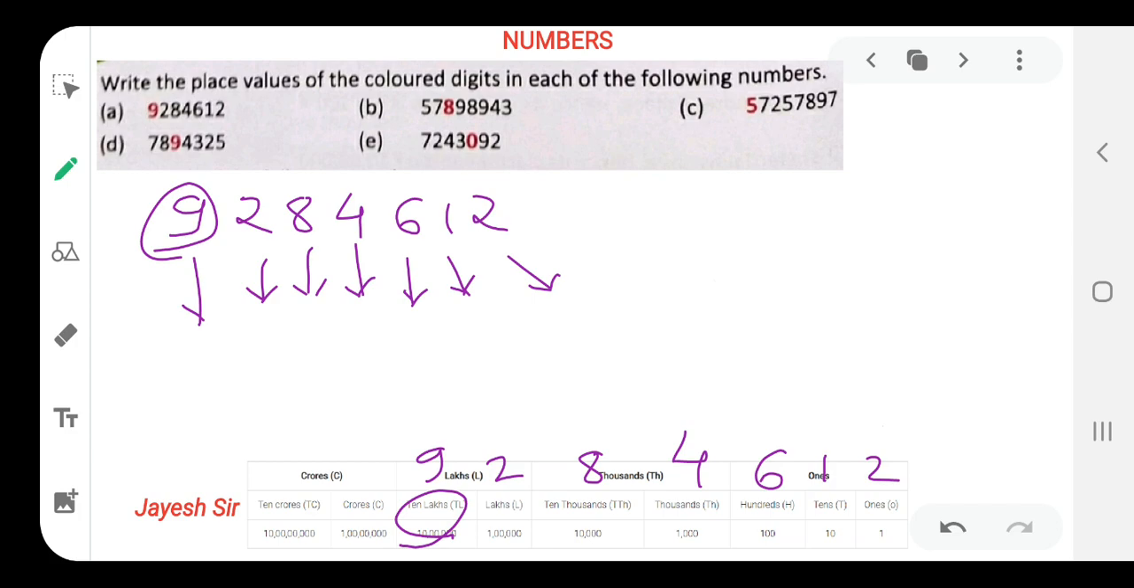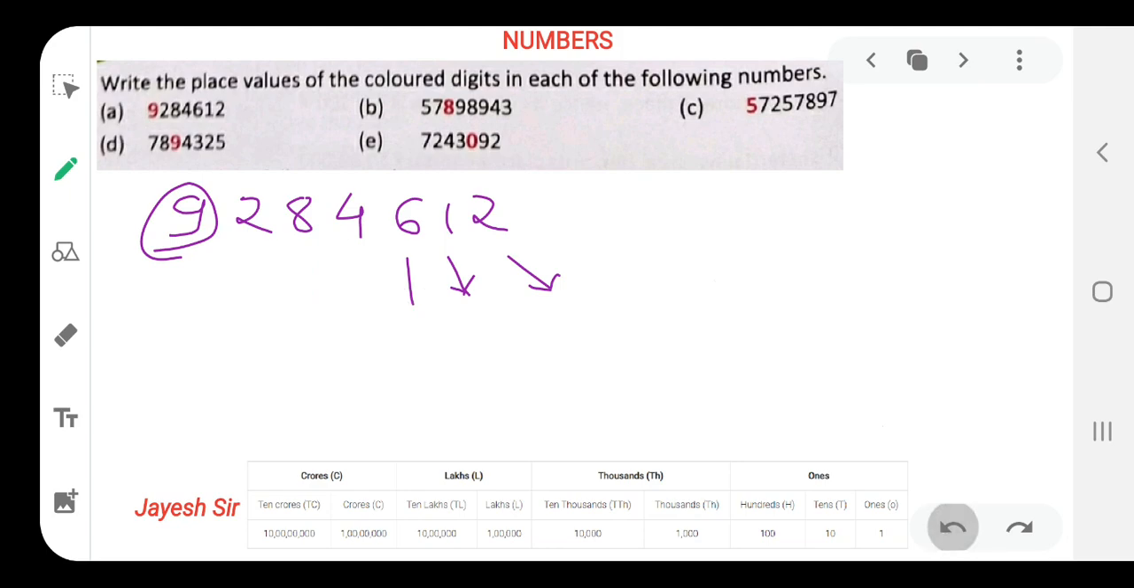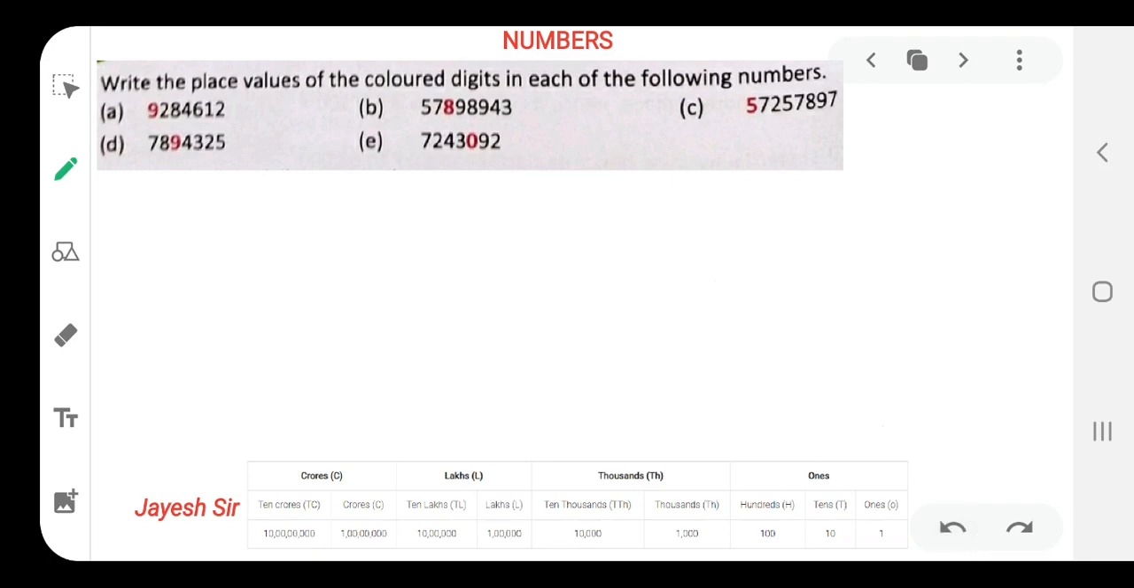You can use either of the methods, but I would suggest you use the first method only, as this would be useful for you, because drawing this chart every time in your exam will take a lot of your time. Yes, friends. So let's begin with our B sum.